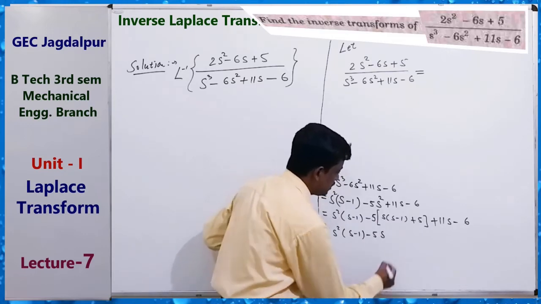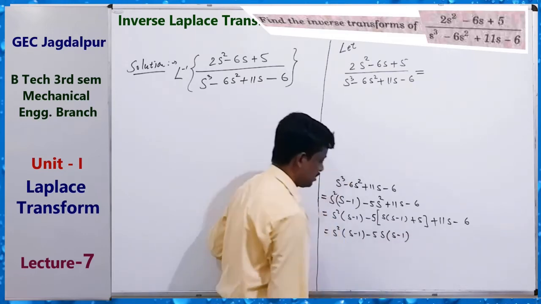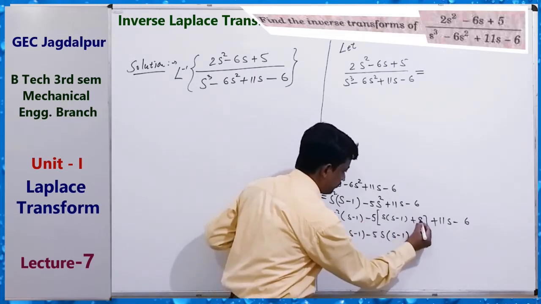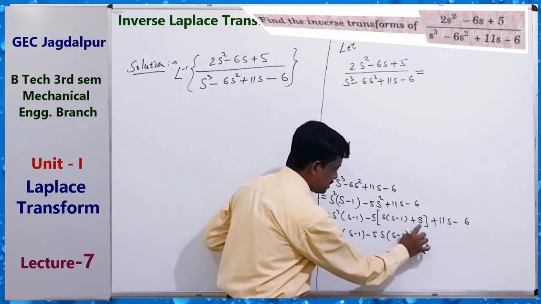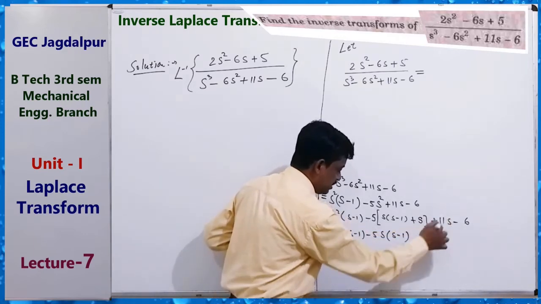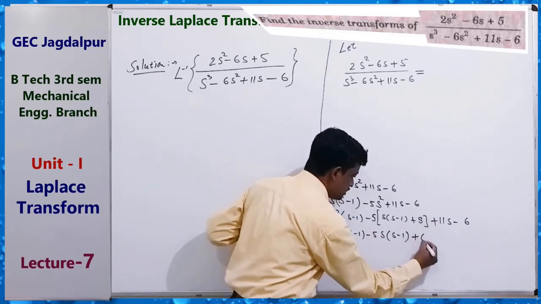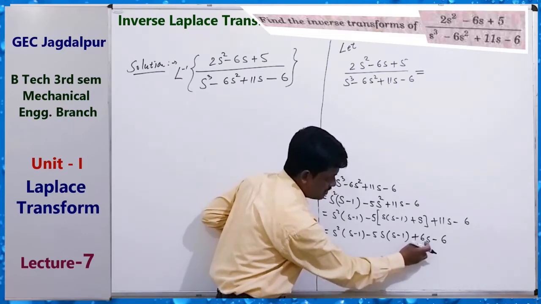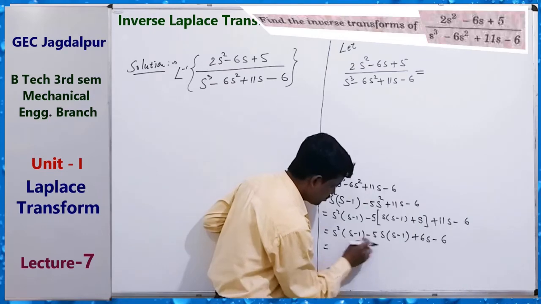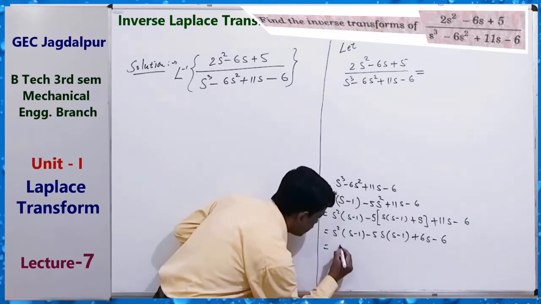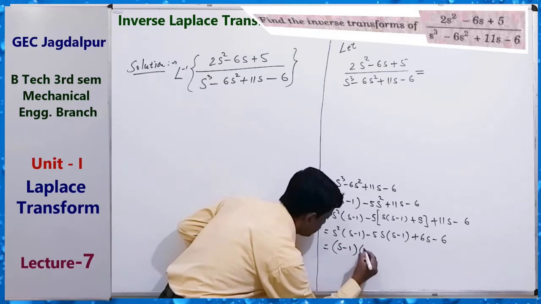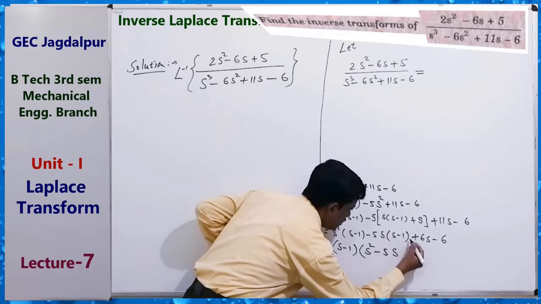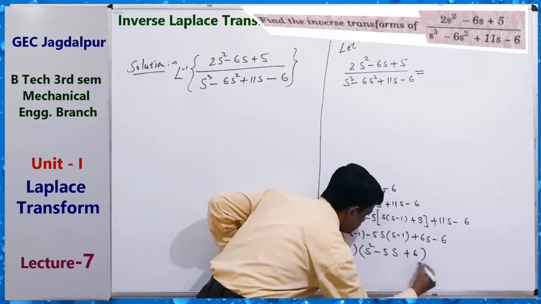s minus 1, minus, this is s minus 5s plus 11s. So plus 6s minus 6. So we see that here if we take common 6, then s minus 1 will be here also. So take common s minus 1 and we get s square minus 5s, s minus 1 common, plus 6 this.